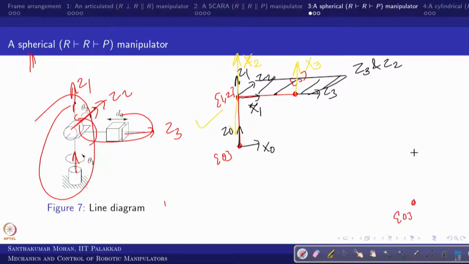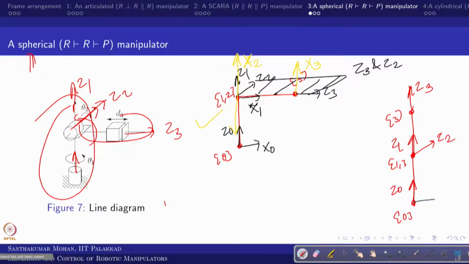This is the 0 frame, okay. This is 1 and 2, and this is 3, where this would still be Z3, and this is Z1, this is Z2, and this is Z0. So in that case, what is the benefit? You can fix x0, x1, x2 and x3. This is based on experience.